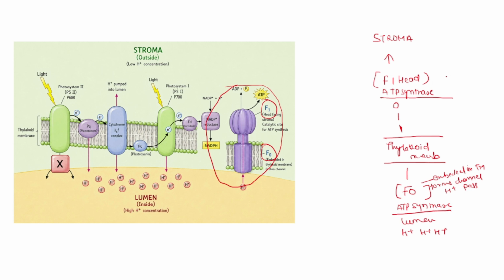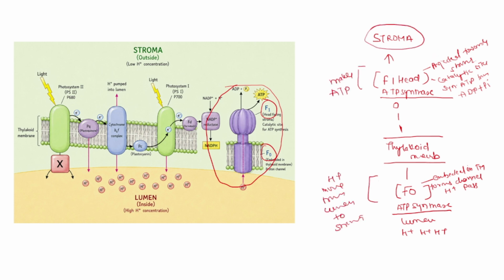Now the F1 head is projected towards the stroma, and it contains the catalytic site and synthesizes ATP from ADP plus Pi. Therefore, the F1 head of ATP synthase protrudes into the stroma, allowing ATP to be synthesized exactly where the Calvin cycle uses it. Now we'll see our options.